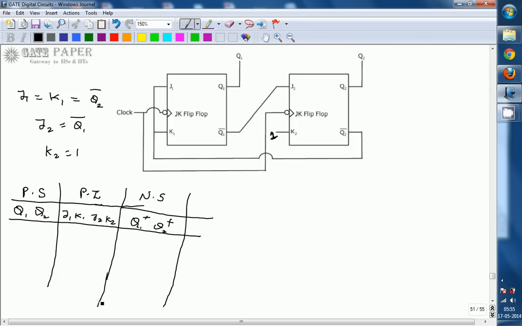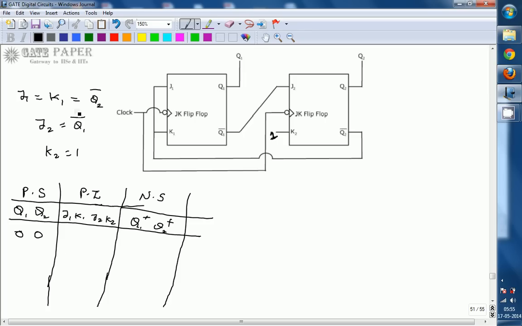So this is going to be the table we require: present state, present inputs, next state, because next state depends on present state and present inputs. Now let us assume initially both the flip-flops are reset. So 0 0 is going to be the initial state.